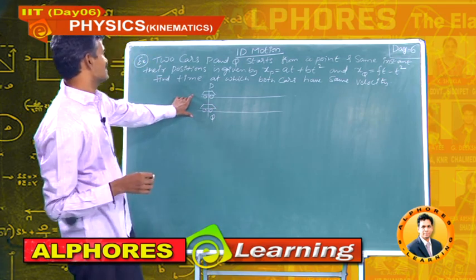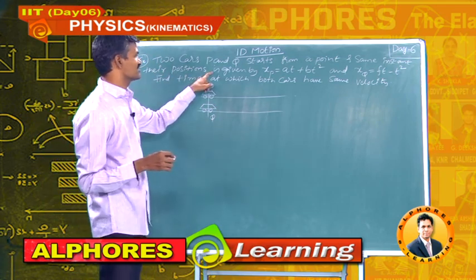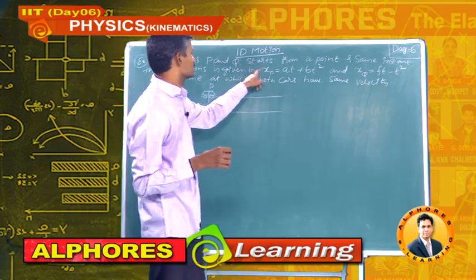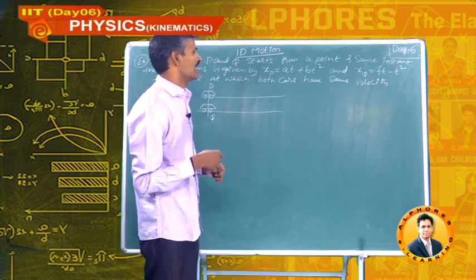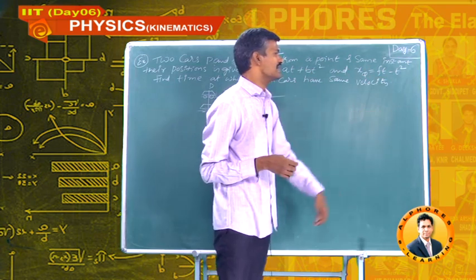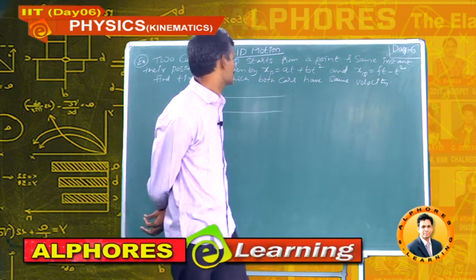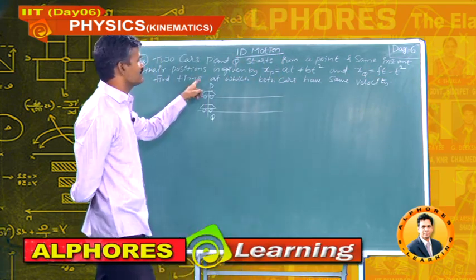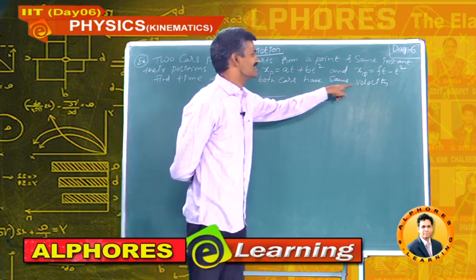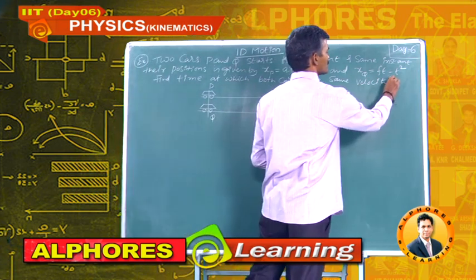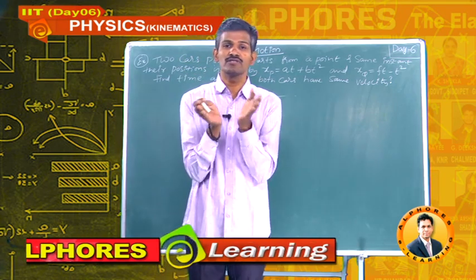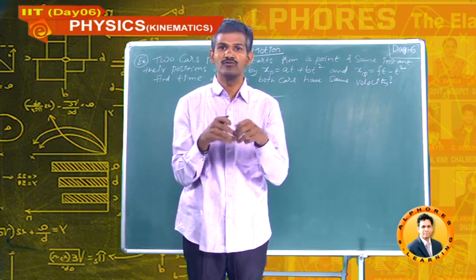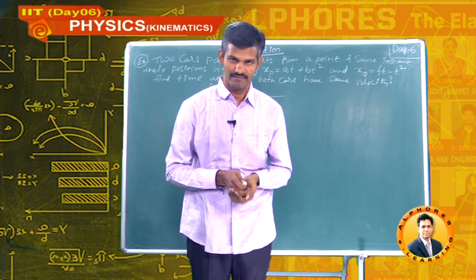At the same instant they started from their positions, and the position of P is given by AT plus BT square, and the position of Q is given by FT minus T square. So find the time at which both cars have the same velocity. They are asking that both cars should have the same velocity. They do not ask for the same position.